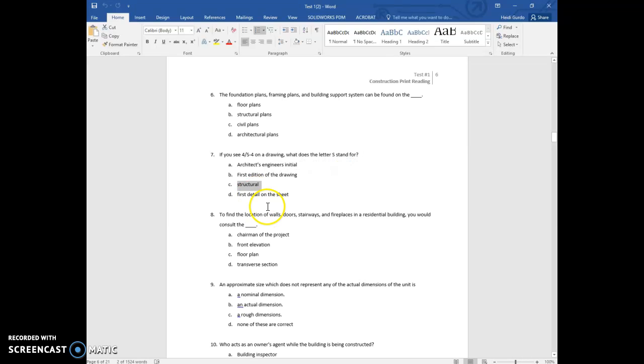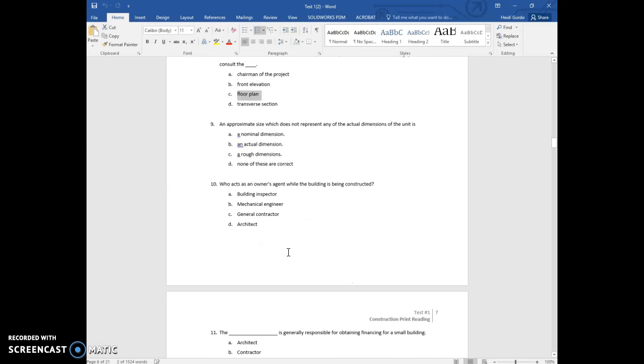P is for plumbing. To find the location of walls, doors, stairways, and fireplaces, you would refer to the floor plan. An approximate size which does not represent any of the actual dimensions of the unit is called a nominal dimension.